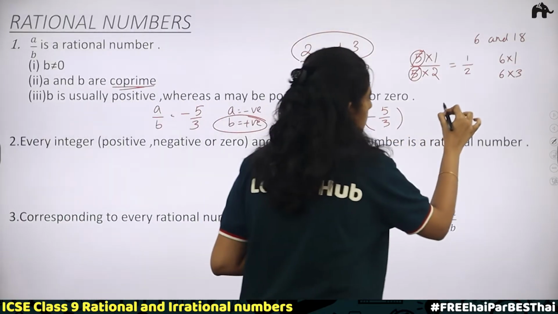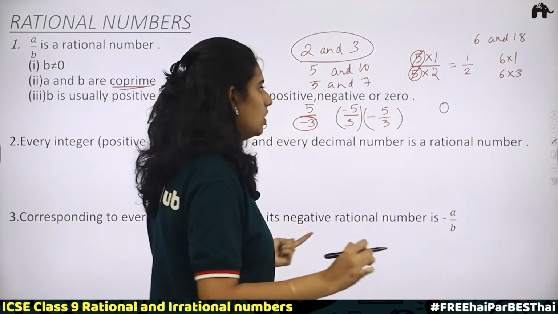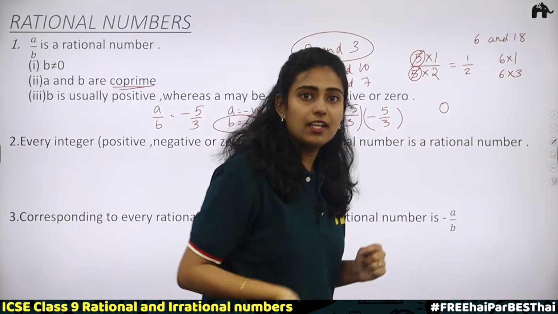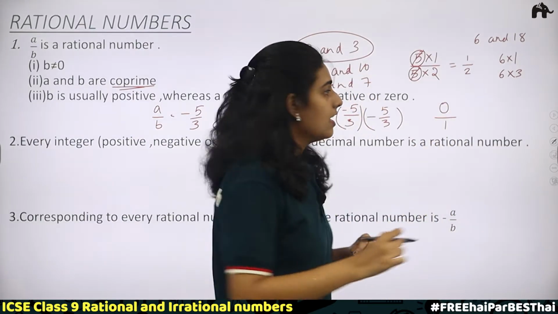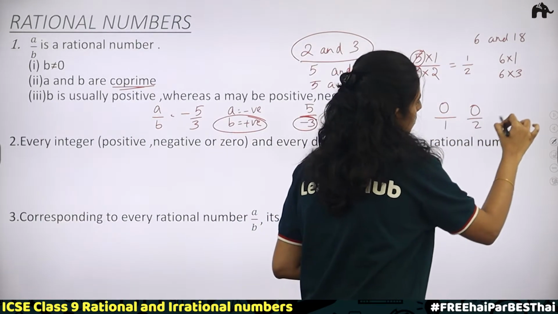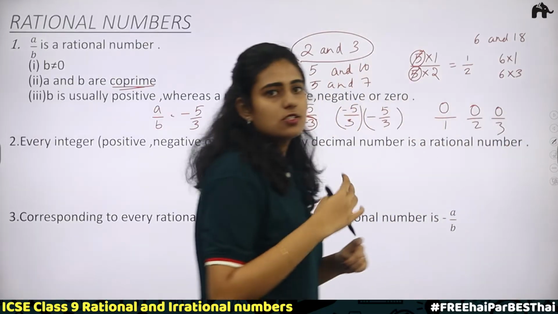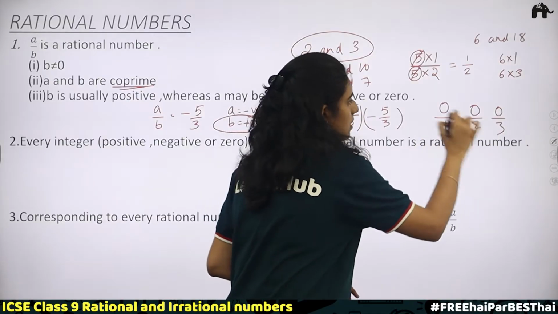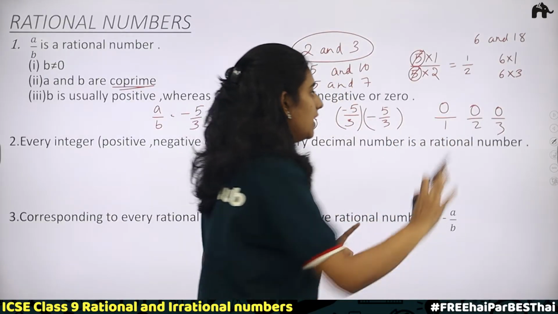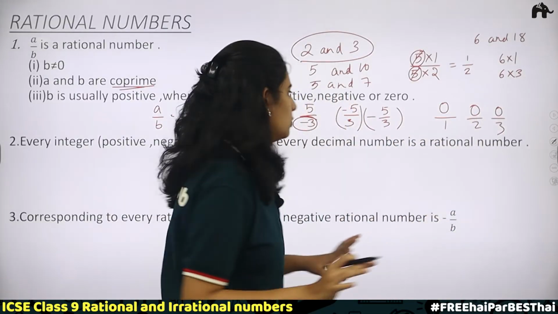If A is equal to 0, what does it mean? If A is equal to 0, the denominator can be any number. Any number can divide 0: 0 by 1 or 0 by 2 or 0 by 3. Whatever it is, it is not going to make any change. The answer will be 0. If you are dividing 0 by any number, you will get the same answer. It will be 0.